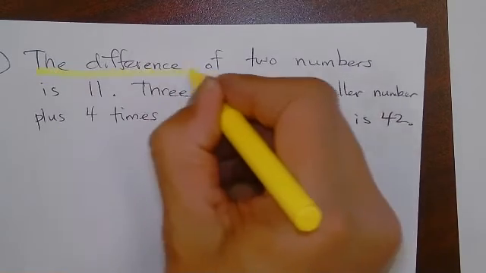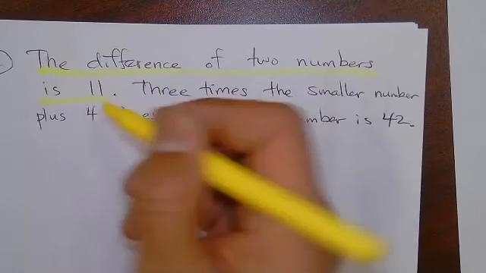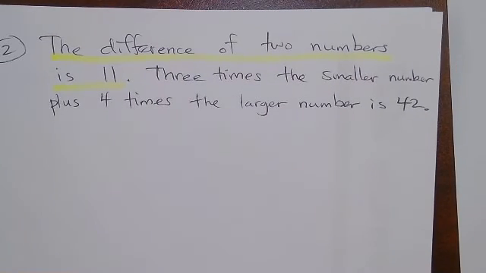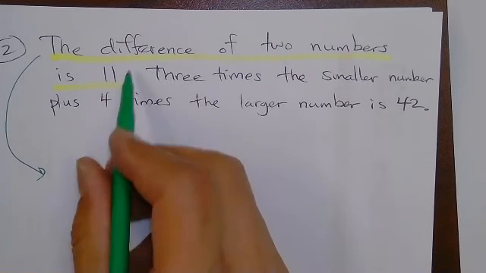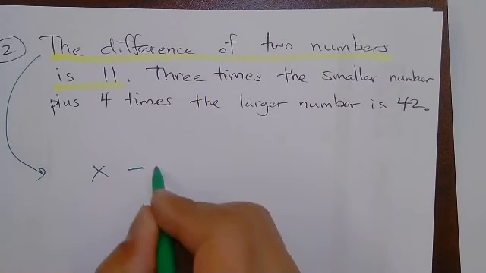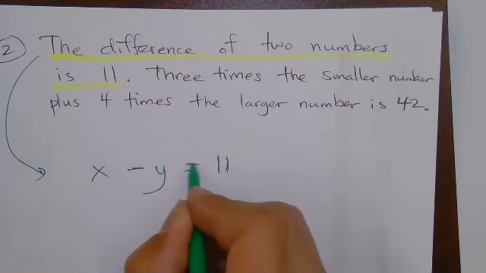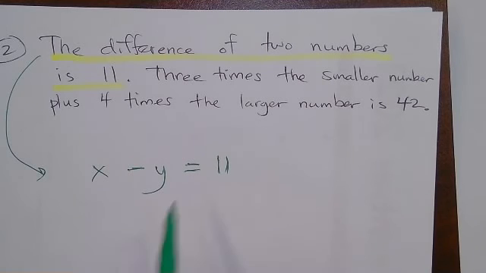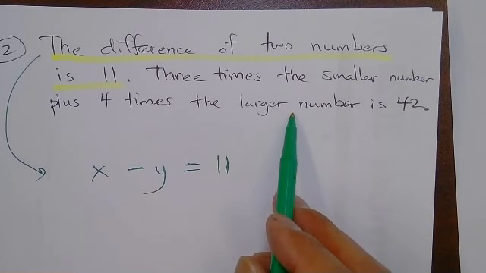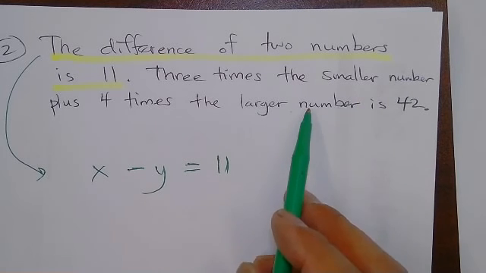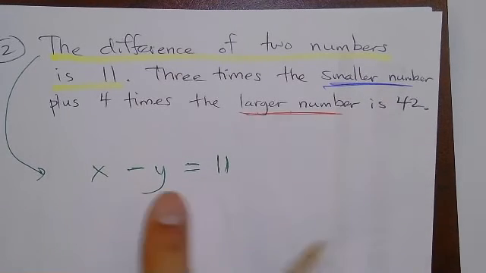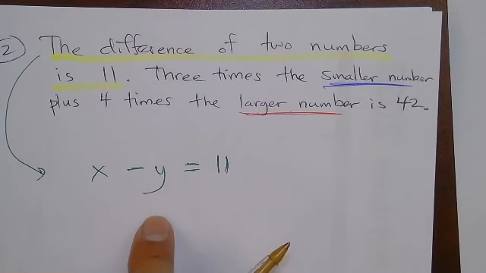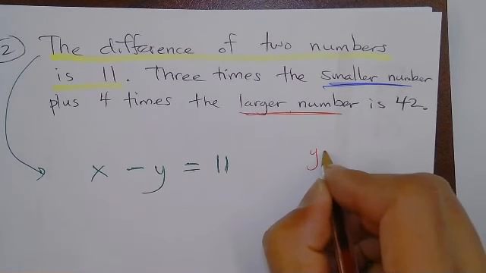Well, one sentence gives us the first one, right? This first one right here: the difference of two numbers is 11. What's that going to be? Now you can't just write this one the way you want it. You got to know, because it's talking about a larger and a smaller number. You have to know right now which one's which.